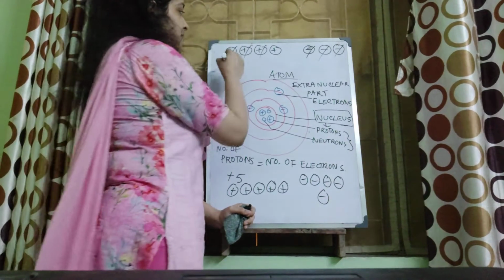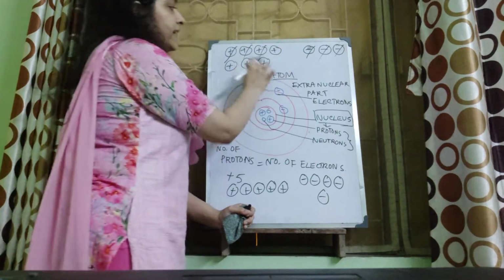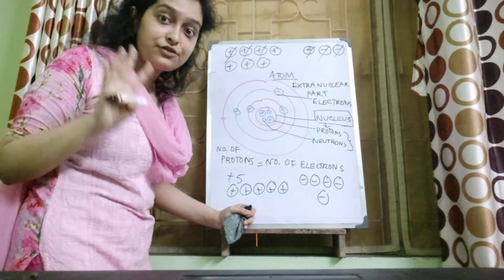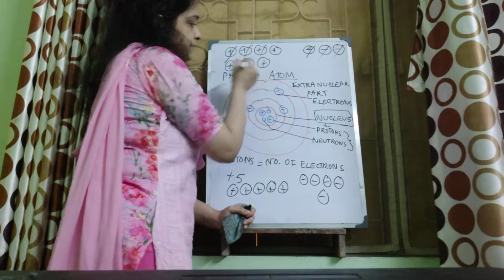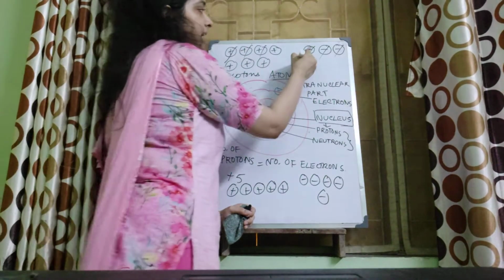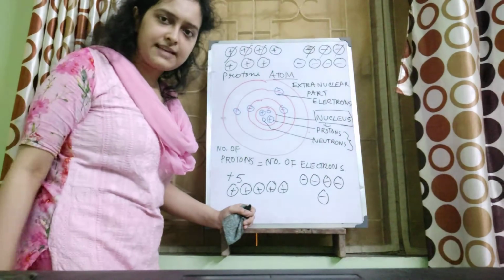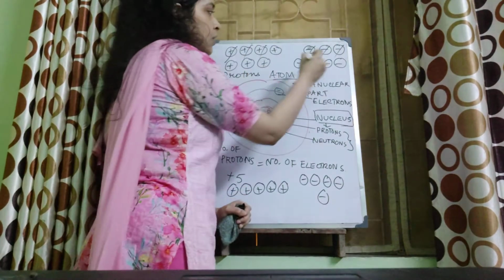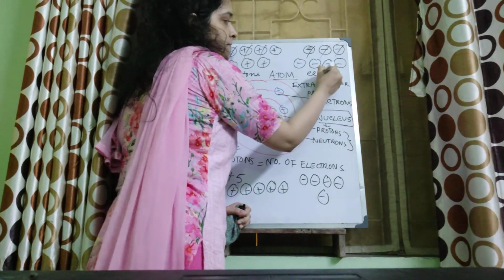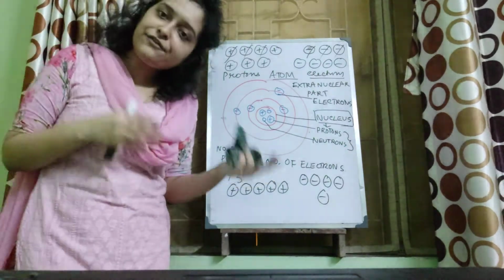And if suppose I have 3 positive charge, that means 3 protons. These are the protons. And if I have 4 electrons, then which one is more now? Negative charge is more now. So, ultimately the atom will be negatively charged.